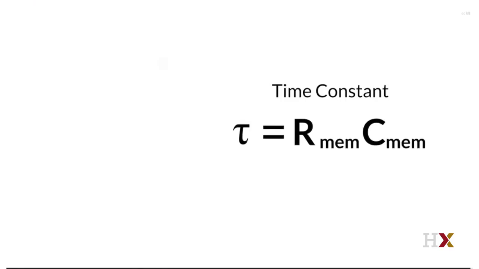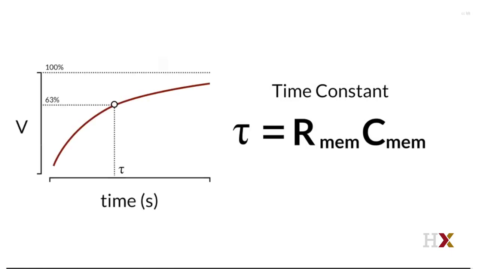Let's see how we can formalize this notion of responsiveness of the membrane. Just as we were able to define a length constant, we can also define a time constant. Instead of how far, we have how long. The time constant is how long it takes a piece of membrane to charge up to 63% of its final value in response to a step change in its input voltage.